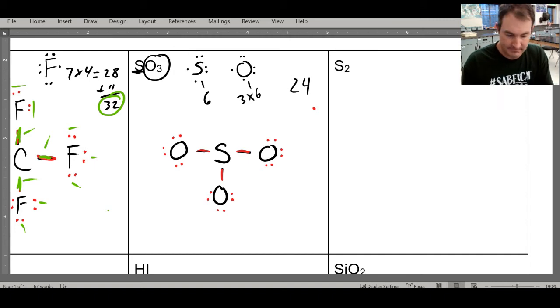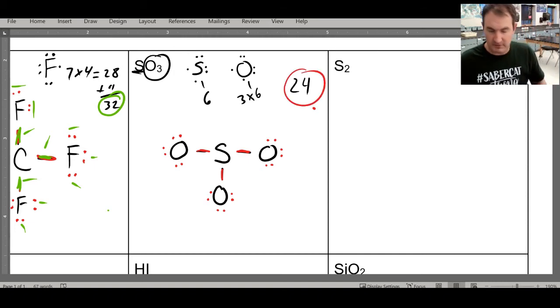Okay, I've got to stop, because 24 is the max. I can't put more on there. Can't put less either, but I can't put more on there. So that's where I am.